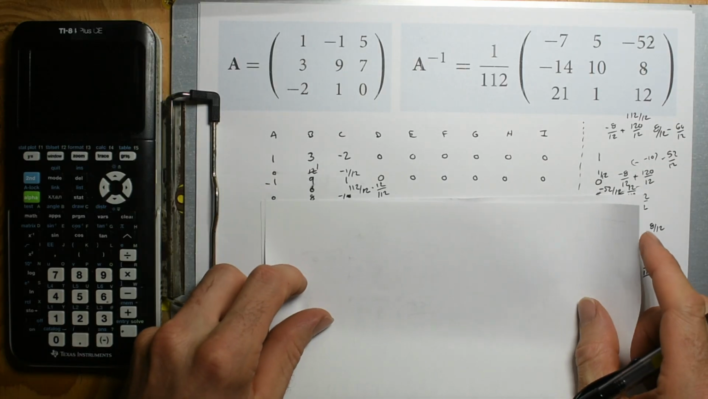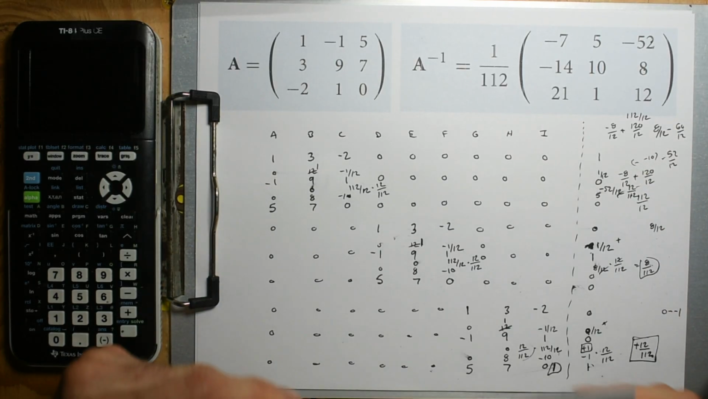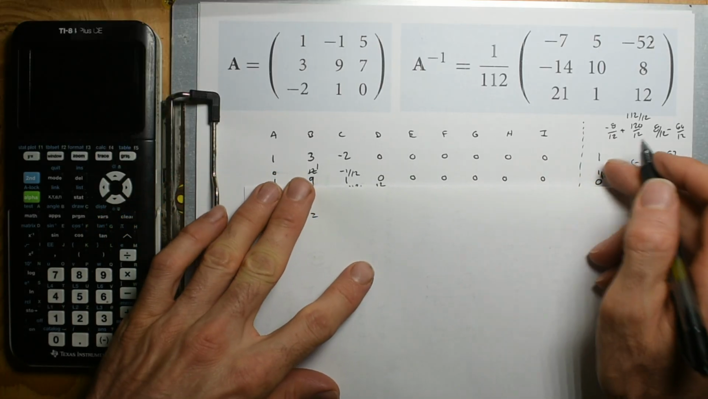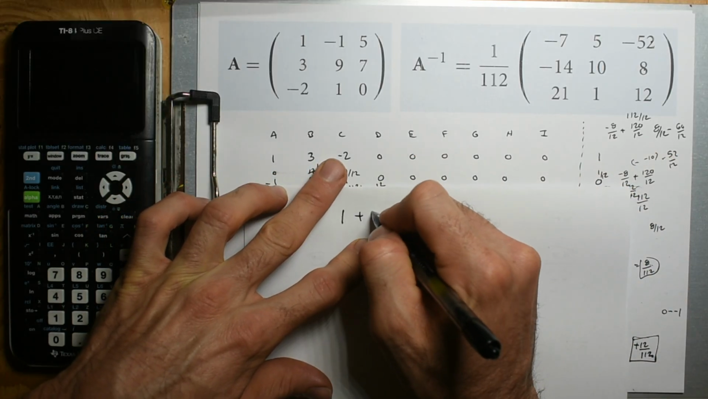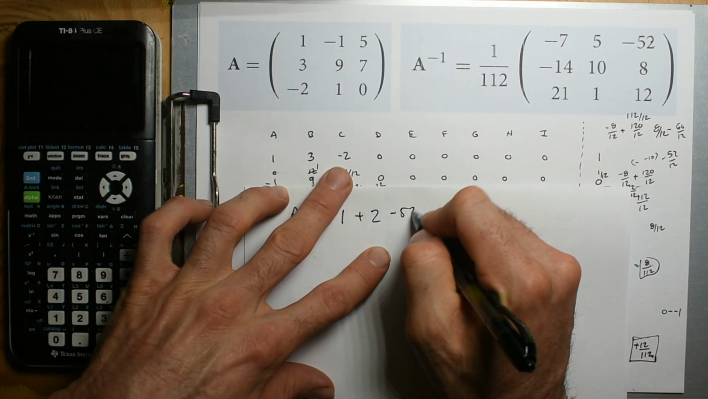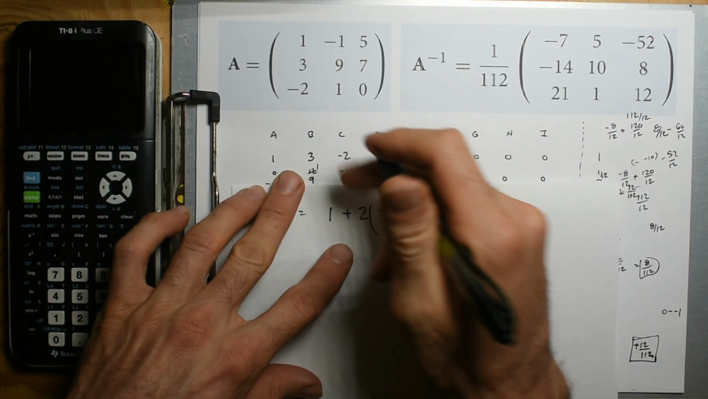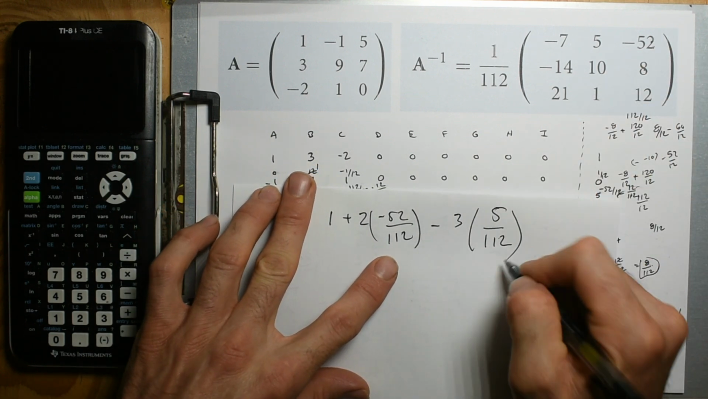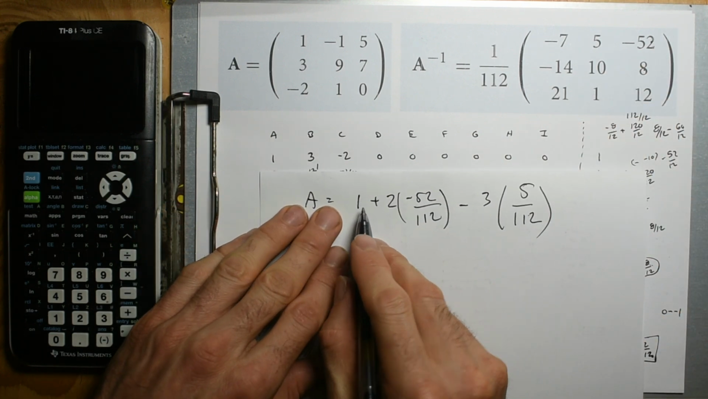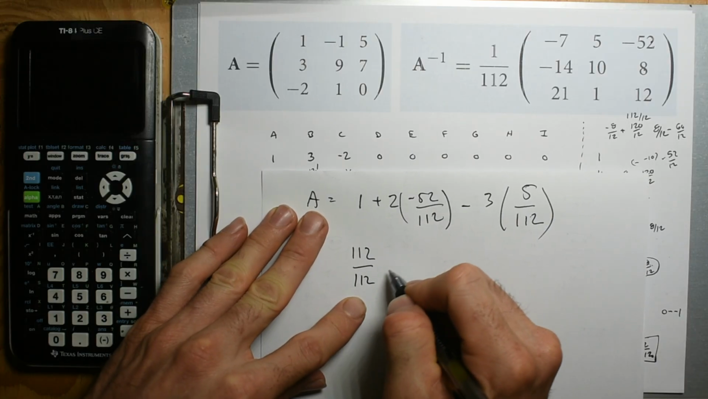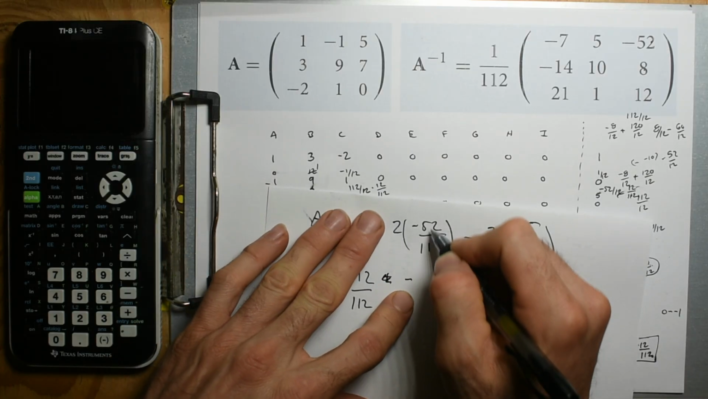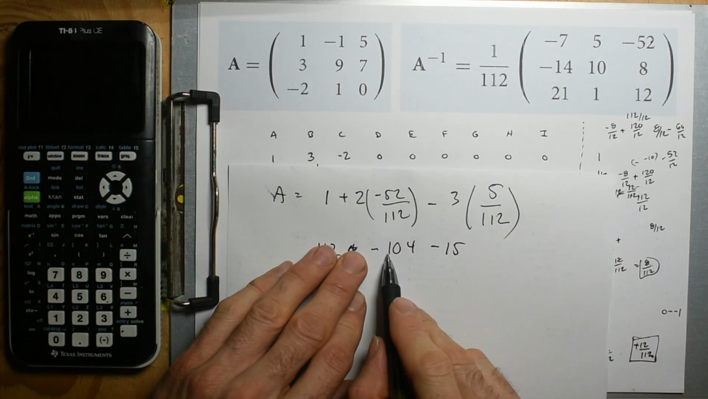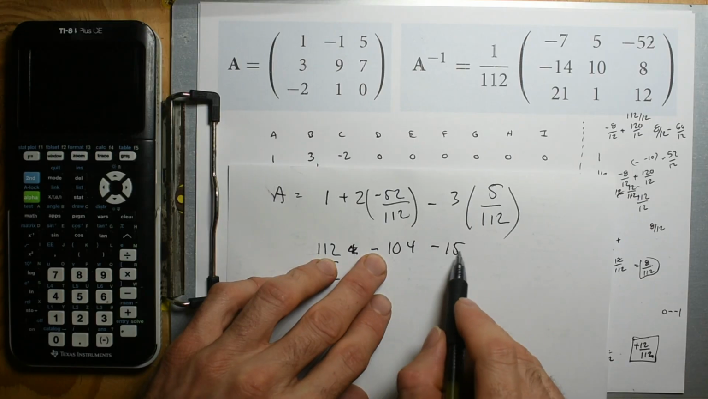And I like this one because it had a perfect amount of fractions dealing with 12ths. So A is going to be 1 plus 2C. C is going to be negative 52/12. And then we have minus 3. B is going to be 5/12. So, and then this, you know what I mean, boosted up. This is 112/12ths. And then we have minus 104. Minus 15. So this is going to be, oh, what's that?